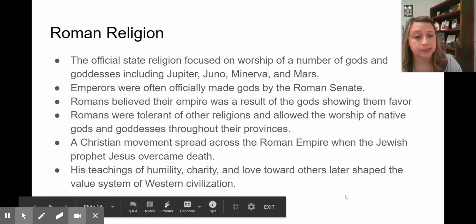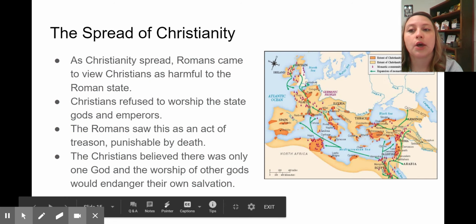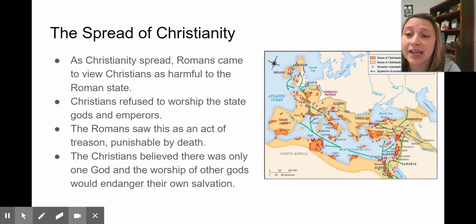So Jesus was a real person. And this is kind of his story as far as how he influenced Rome and the history of the world, honestly. So as Christianity spread, Romans came to view Christians as harmful to the Roman state. Christians refused to worship the state gods and emperors. They didn't want to do that because they didn't believe in polytheism. They were a monotheistic religion.